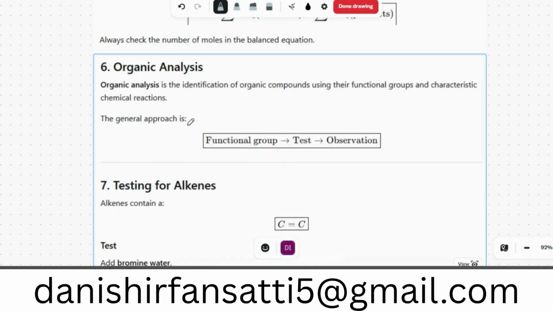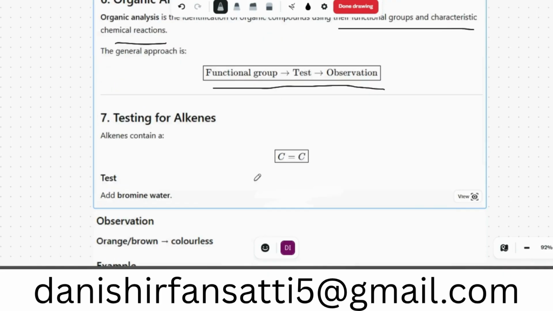Organic analysis. Organic analysis is the identification of organic compounds using their functional groups and characteristic chemical reactions. In the general approach, the functional group is tested. We will test it and we will see the observation.